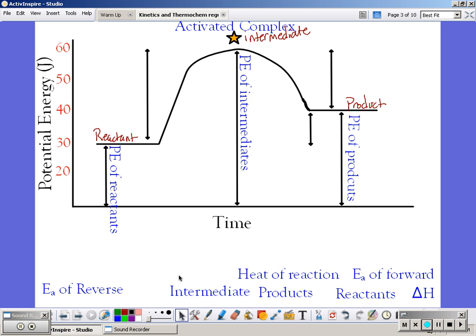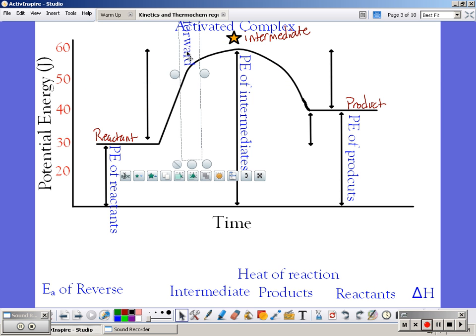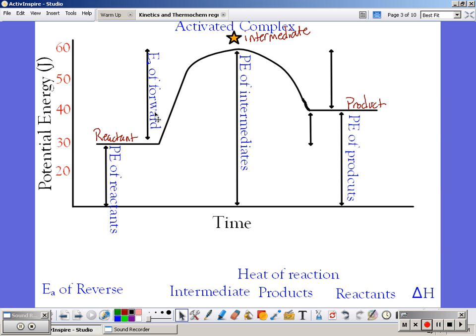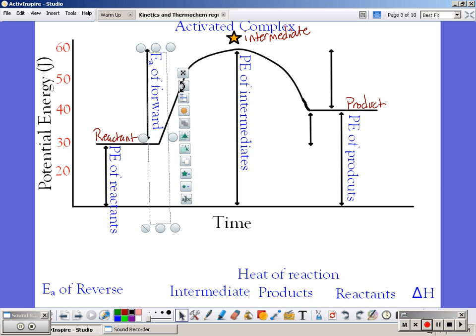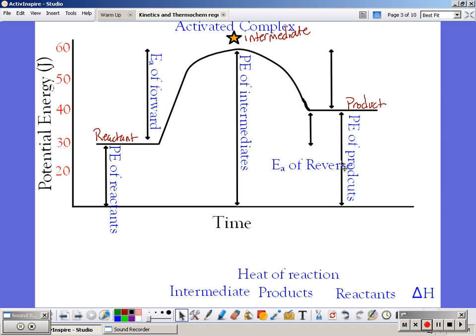So the amount of energy we need to go from a reactant to the product is our activation energy of the forward. So that's how much energy I need to go from being a reactant to going to the intermediates, or the top of my hill. So the activation energy of the reverse would be how much energy my products need to go back over the hill. And again, intermediate is the same thing as an activated complex.